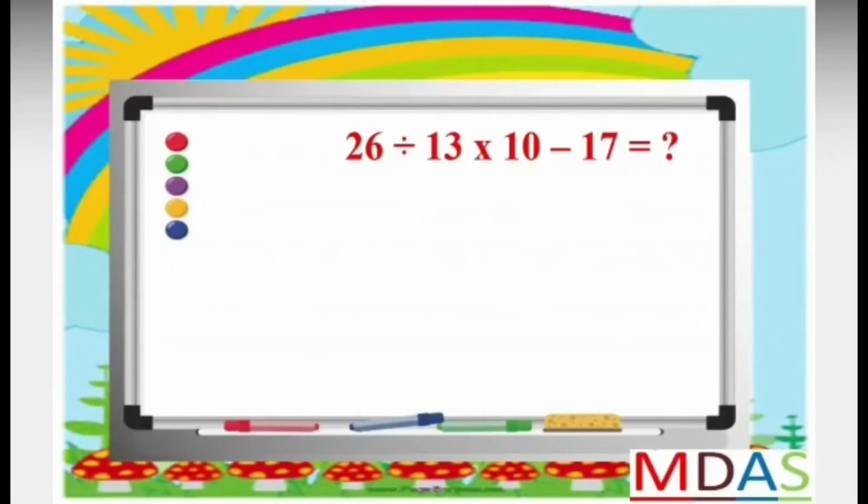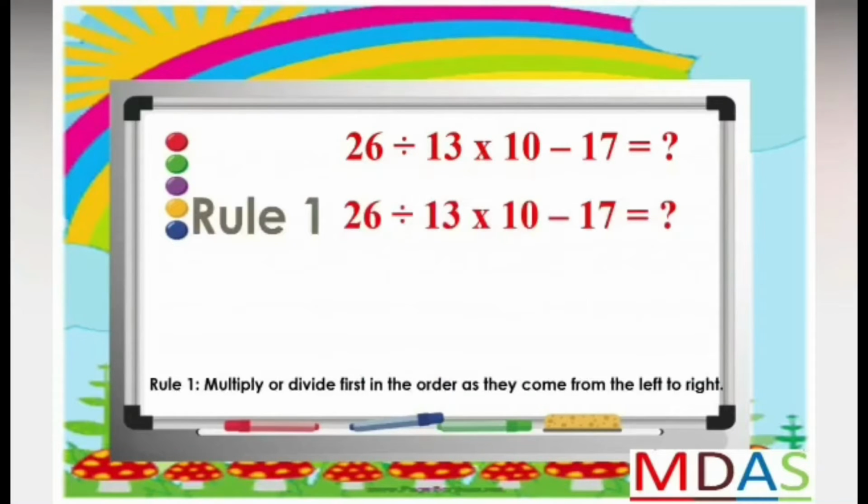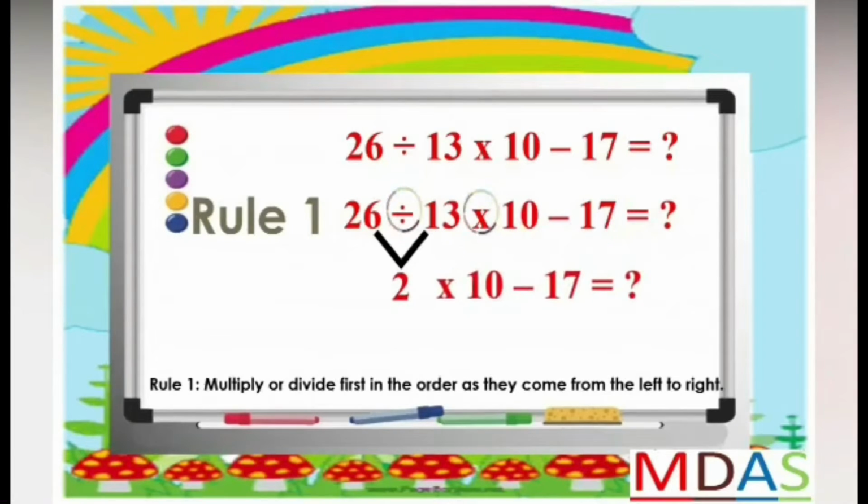Let's have an example. So we have 26 divided by 13 times 10 minus 17. So for rule number 1, multiply or divide first in the order as they come from left to right. So we have division and multiplication. Since division is on the left, we will first solve for 26 divided by 13. We have 2. Bring down all the remaining digits and operations, so we will have 2 times 10 minus 17.